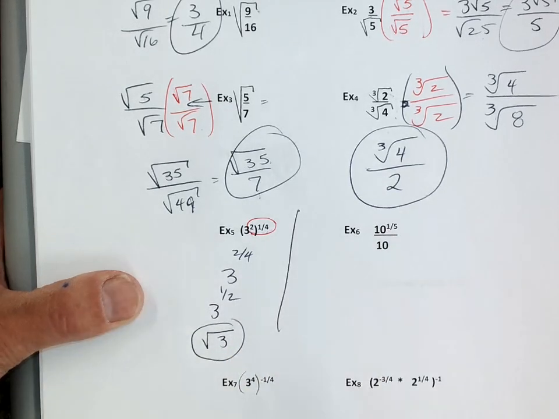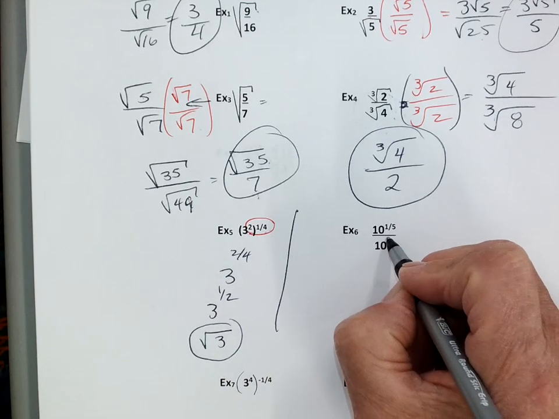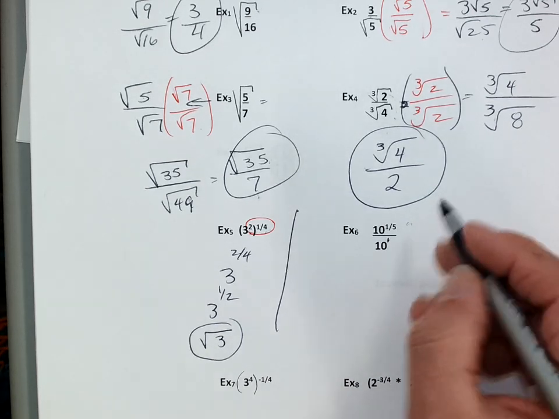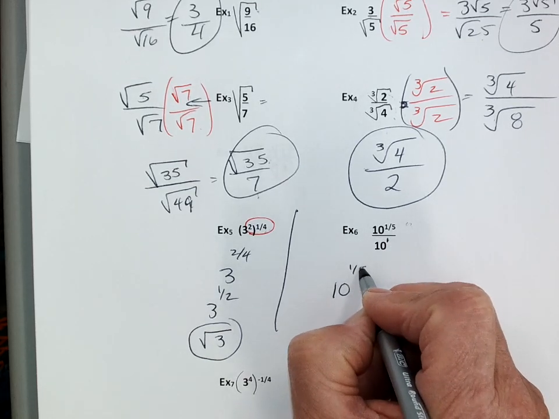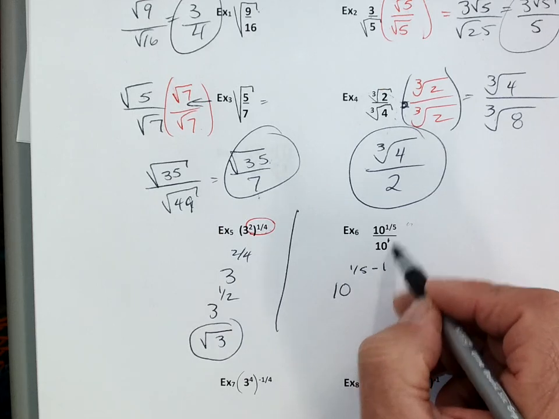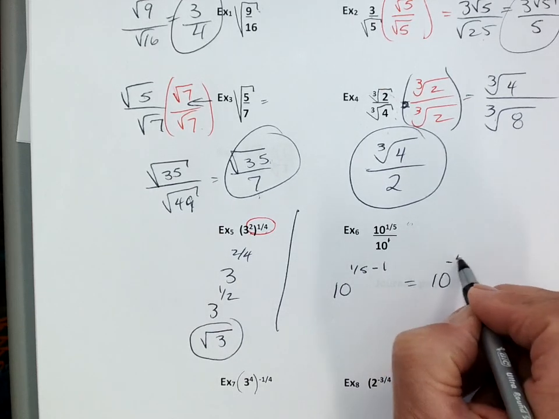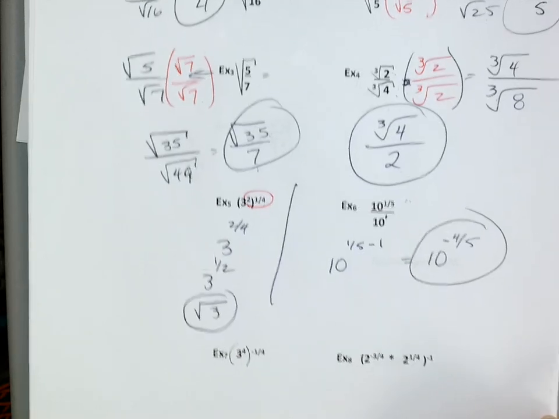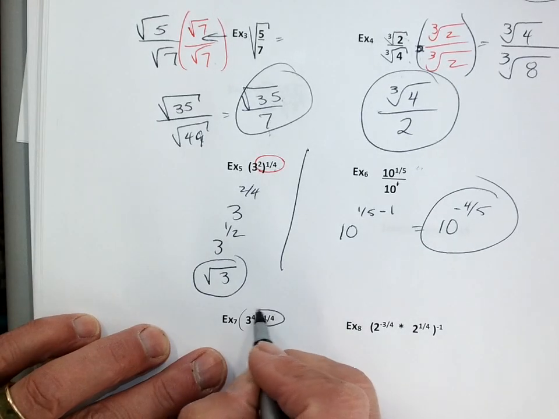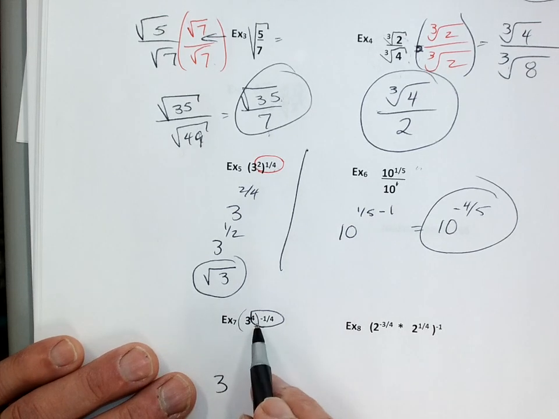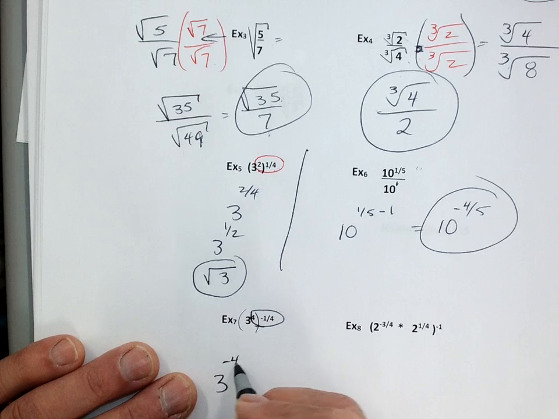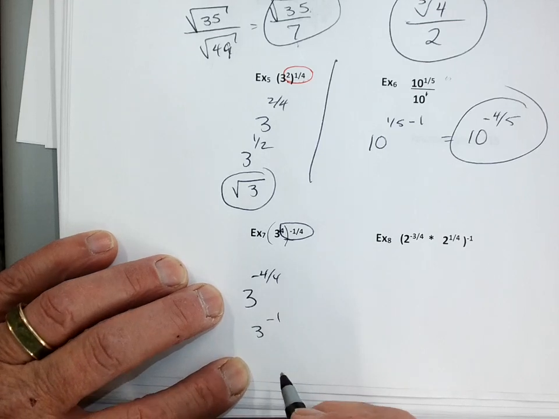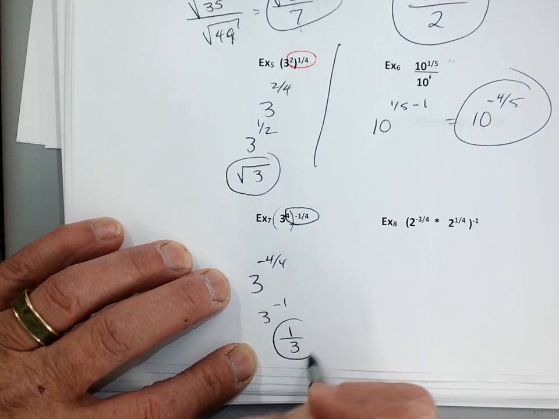Okay. Example 6. We've learned that if you've got two bases that are the same, you can subtract exponents. So if I take 10 to the 1/5, subtract 1, I get 10 to the negative 4/5. And I'm going to leave that answer as that. Example 7, same thing. I'm going to multiply exponents. I'm going to get a 3 to the negative 4/4, which is 3 to the negative 1, which is 1/3.